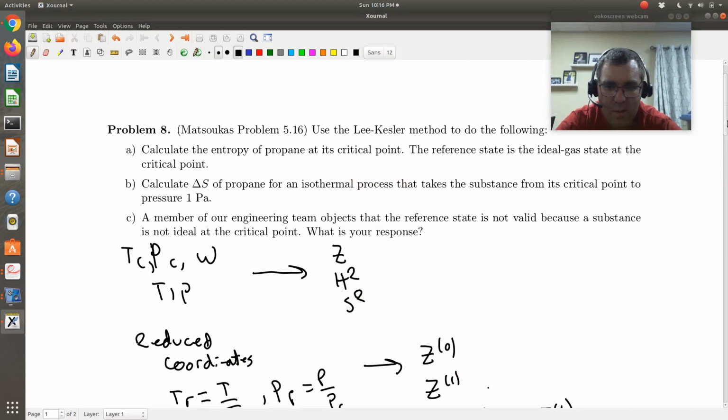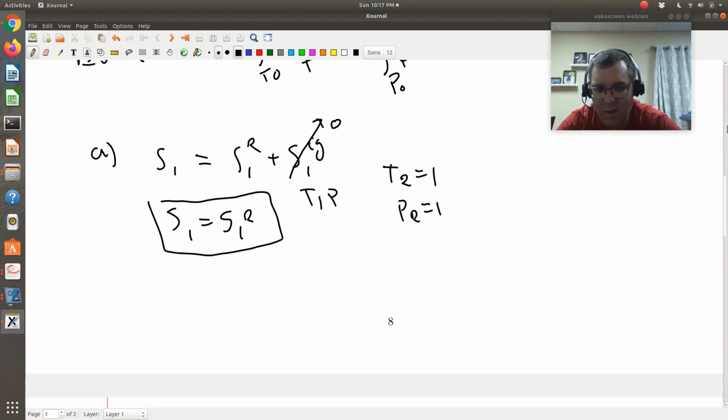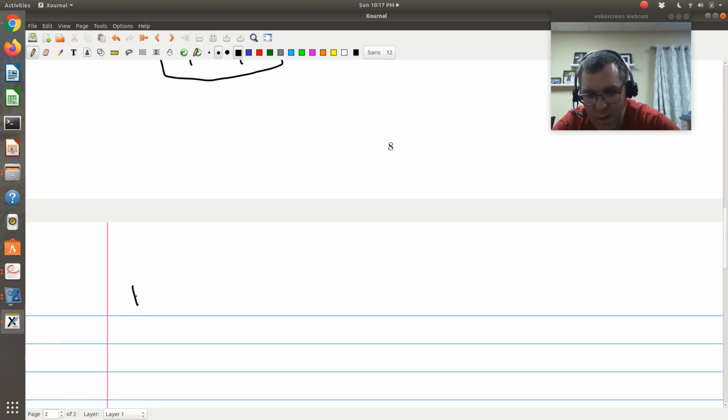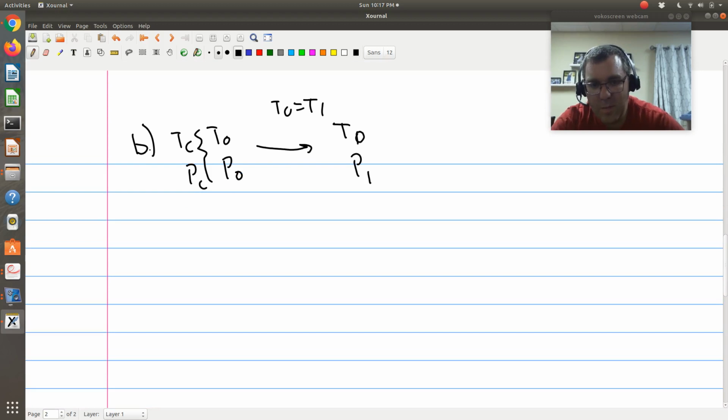B, calculate delta S of propane for an isothermal process that takes the substance from its critical point to a pressure of 1 pascal. So let's think about this process. In B, we're going from T0 and P0, which just so happens to correspond to TC and PC, but I'm going to write it as T0 and P0. We're going to go to some final state, T1 and P1. But we're told T0 and T1 are equal, so it's an isothermal process. If this is state 0 and this is state 1, remember T1 is just T0.